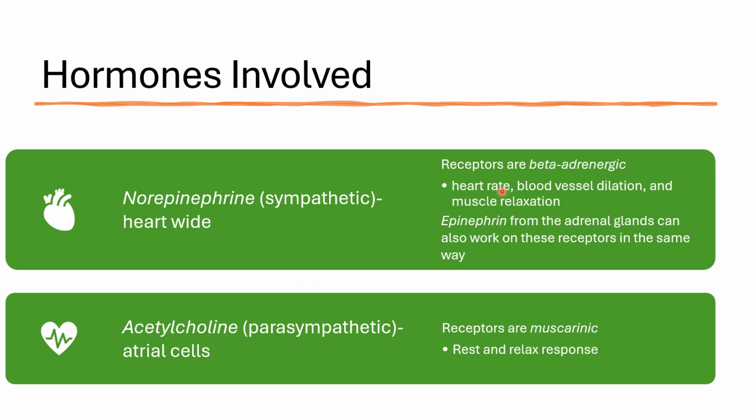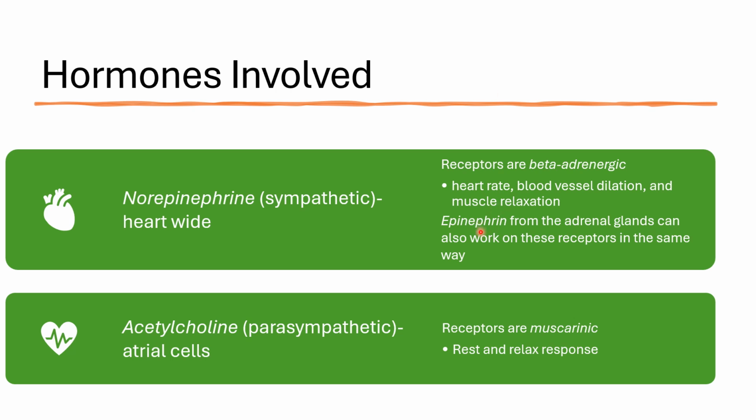So norepinephrine can control heart rate, blood vessel dilation, and muscle relaxation. Epinephrine from the adrenal glands can also work on these receptors in the same way, but epinephrine is going to respond to different signals. Because it's from the adrenal gland, it's going to respond to different signals in the blood than norepinephrine, which is going to take those baroreceptor signals that were sent up to the medullary part of the brain and do a different type of reaction.